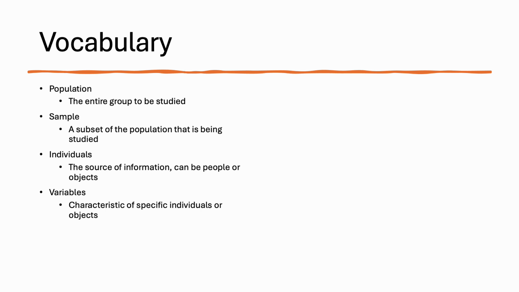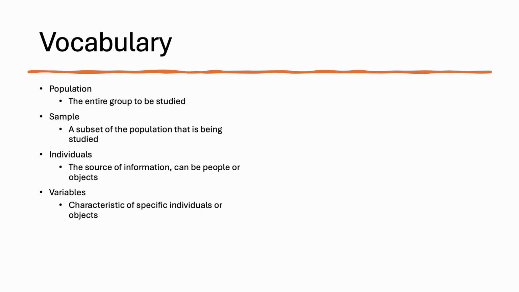Individuals are the source of our information. These can be people or objects. So again, if we're doing a survey of a college campus, we would probably be talking to people. But if on the college campus we were interested in the vehicles that are parked in the parking lots and looking at what type of vehicles people are driving to get to their classes, then the individuals there would be the cars in the parking lots.